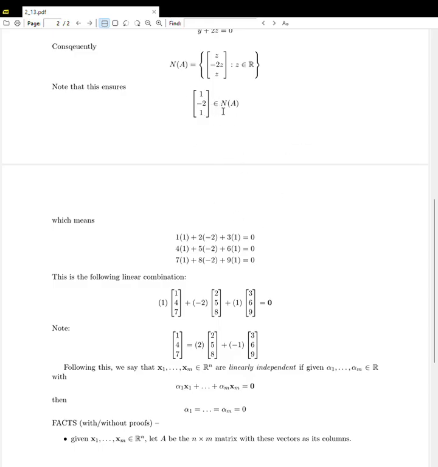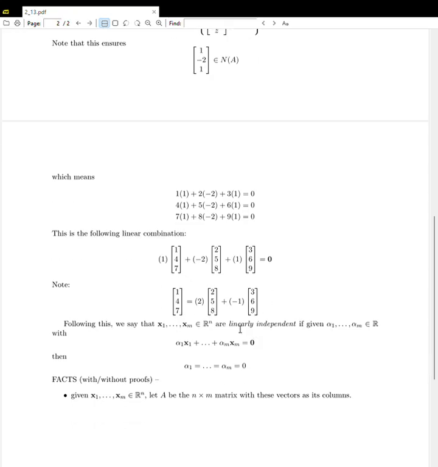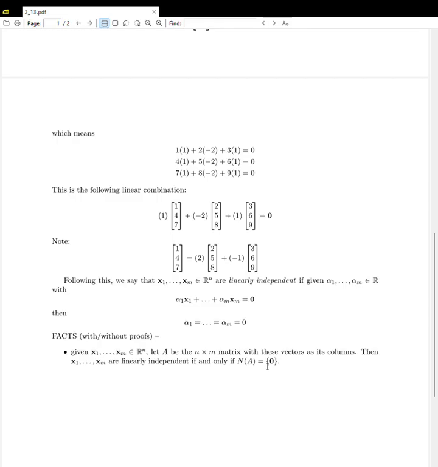All right, well, as we sort of see on display here, if you are in the null space, that means you've got a linear combo that's equal to 0. So linear independence is saying that a linear combo equaling 0 means all the scalars are 0. And so this would mean then that linear independence happens precisely when the null space is trivial.